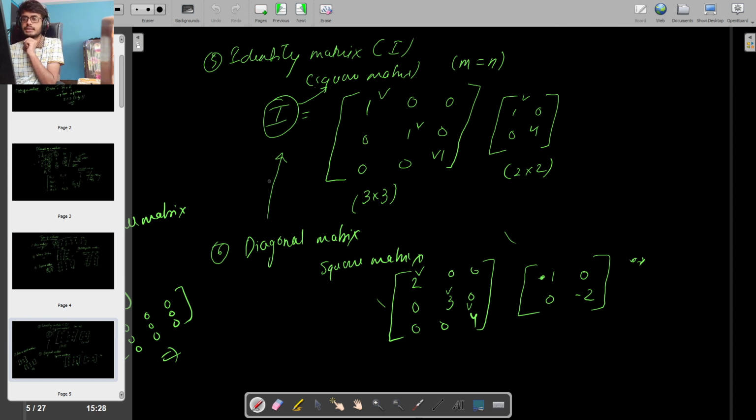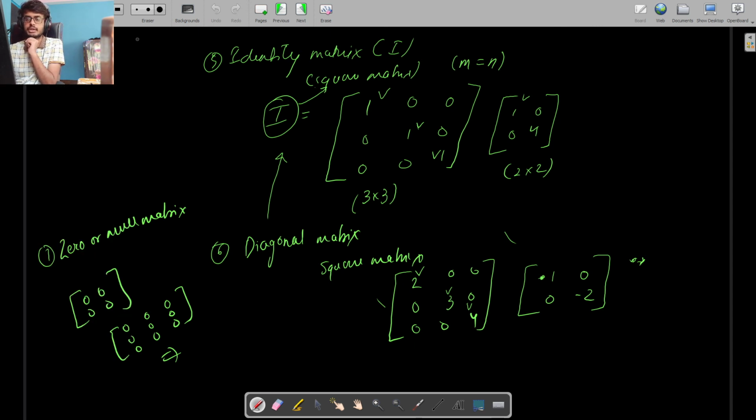Then we have the identity matrix. An identity matrix is a matrix with all the main diagonal elements as 1, while the remaining elements in the matrix are all 0. And it should be a square matrix. This condition should be fulfilled, so it has to be a square matrix to be an identity matrix.